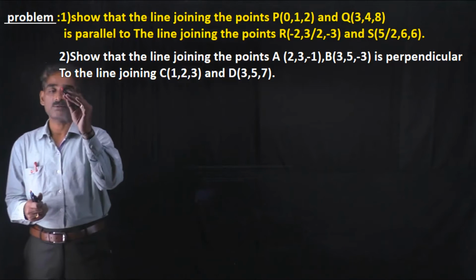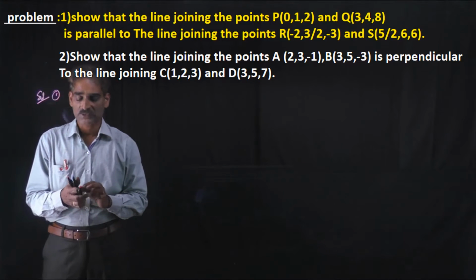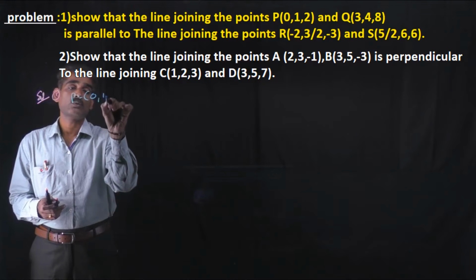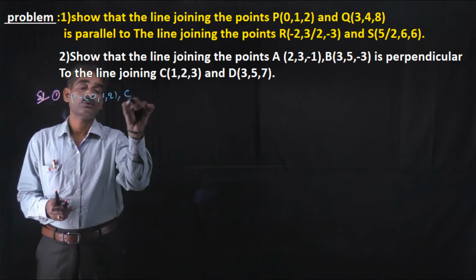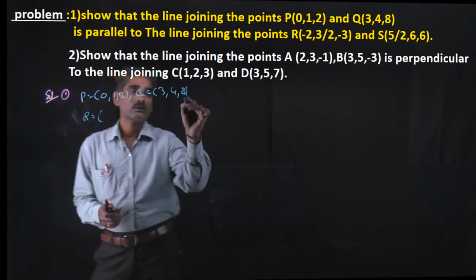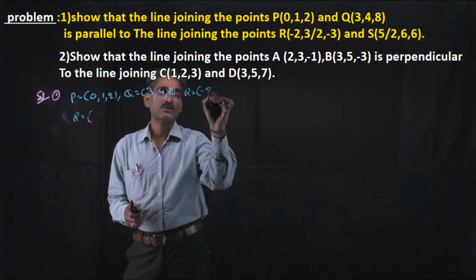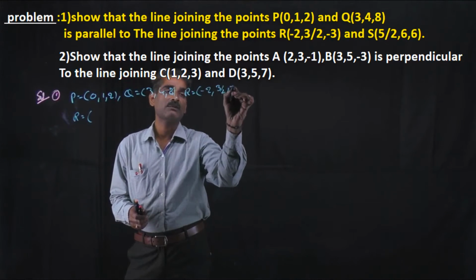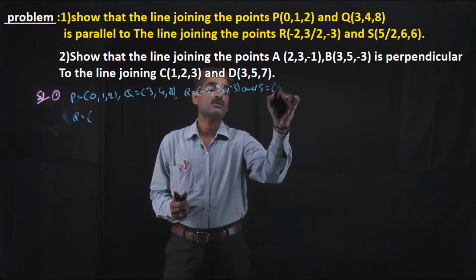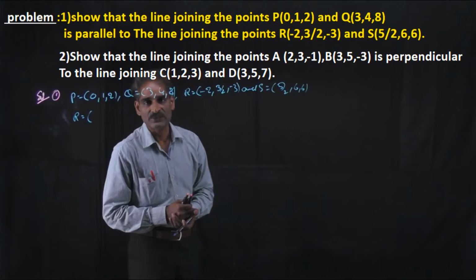So first of all, for the solution to the first problem, what are the given points? Given that P is equal to (0, 1, 2), Q is equal to (3, 4, 8), R is equal to (-2, 3/2, -3), and S is equal to (5/2, 6, 6). These are the 4 points.